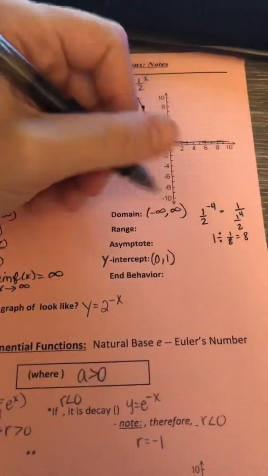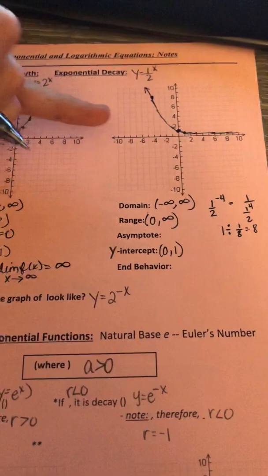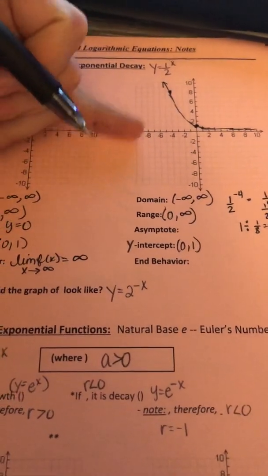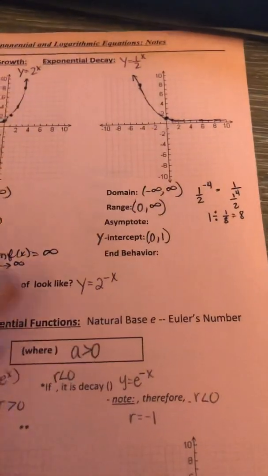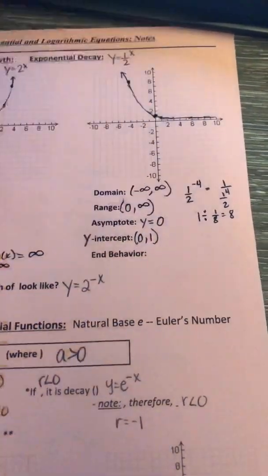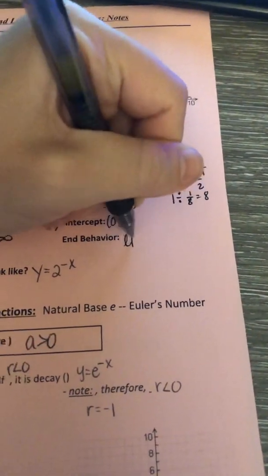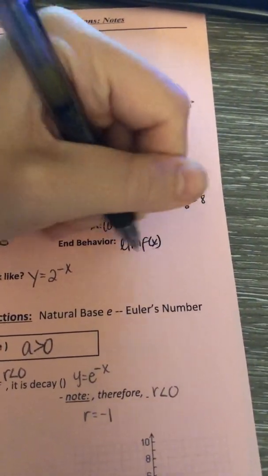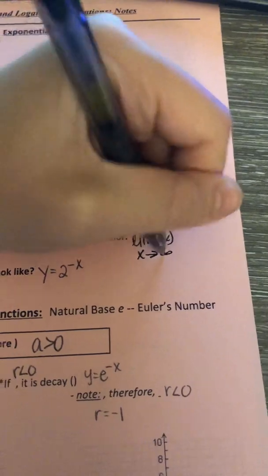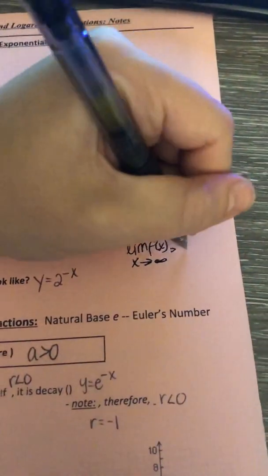As far as range goes, it's going to be very similar again. We're not going to touch the x-axis, so we will go from 0 up into infinity. The asymptote is still the same at y equals 0, so we're never going to touch it. And then end behavior. The limit of f of x as x approaches infinity, now as we go across towards infinity, we're getting closer to 0.